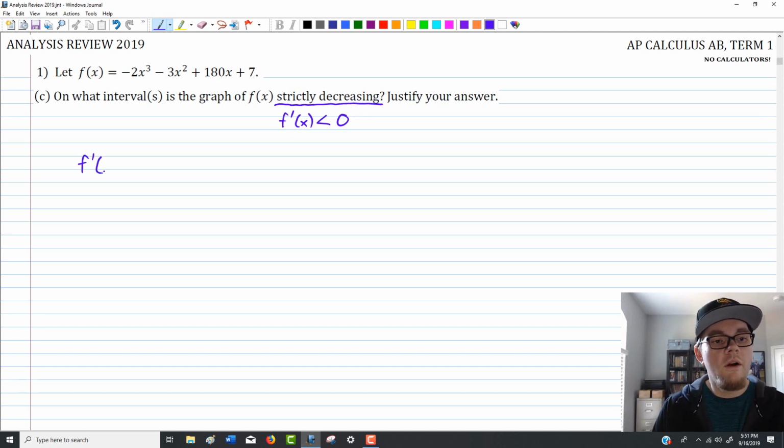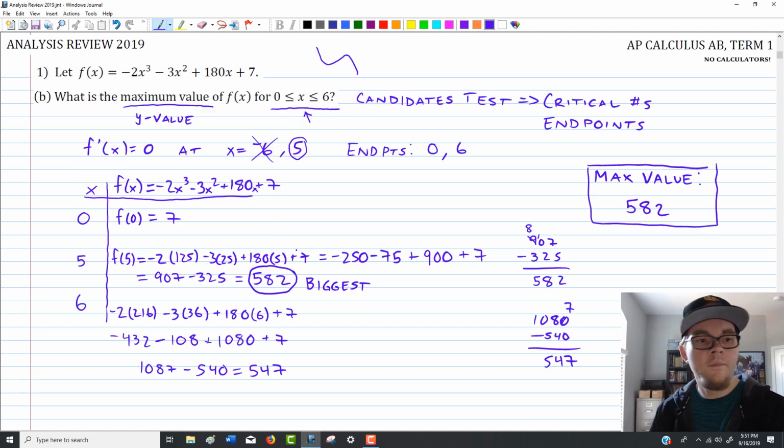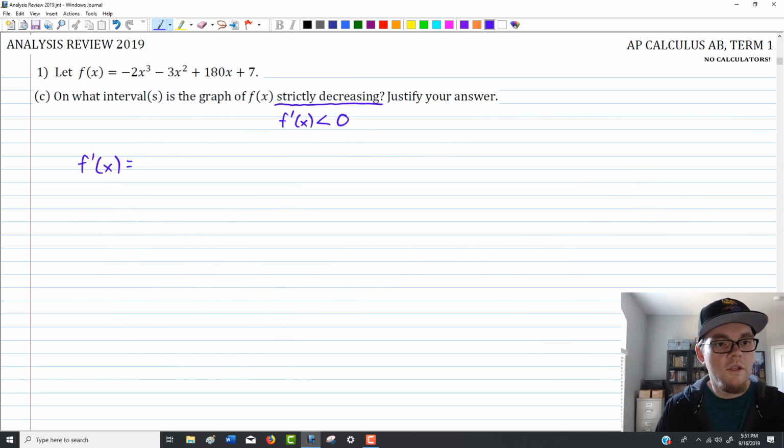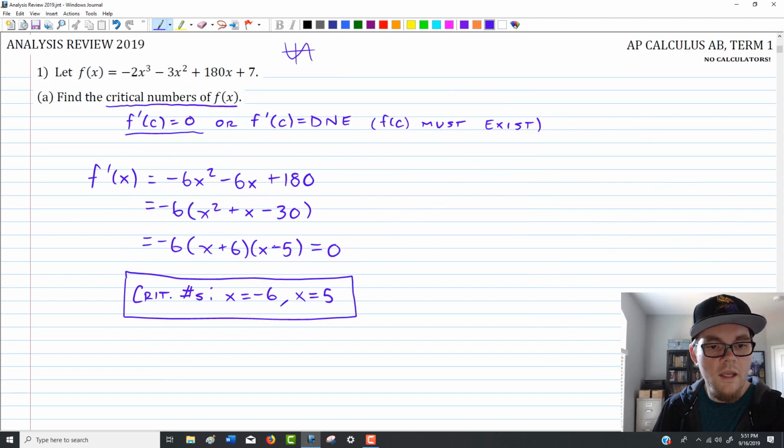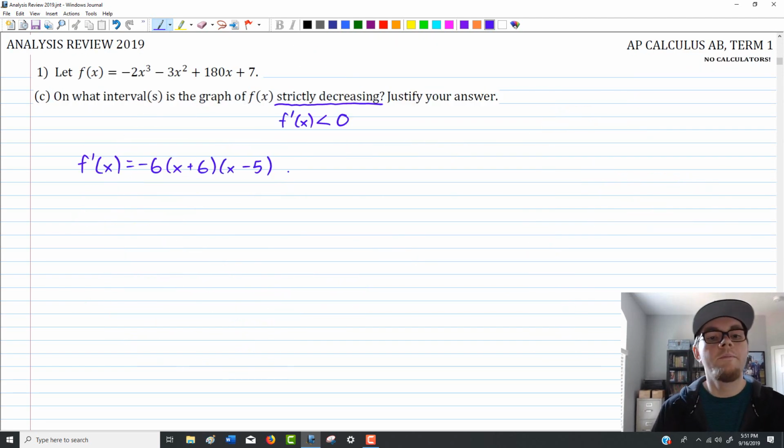Well, fortunately for us, we already had calculated f prime of x. In fact, without going too far, we had f prime of x equal to negative 6 times x plus 6 times x minus 5. And for the sake of making sure I'm correct here, let me check one more time. Yes, plus 6, minus 5. There we go. And of course, what we saw was that we had two critical numbers. Our two critical numbers happened to be at x equals negative 6 and 5.